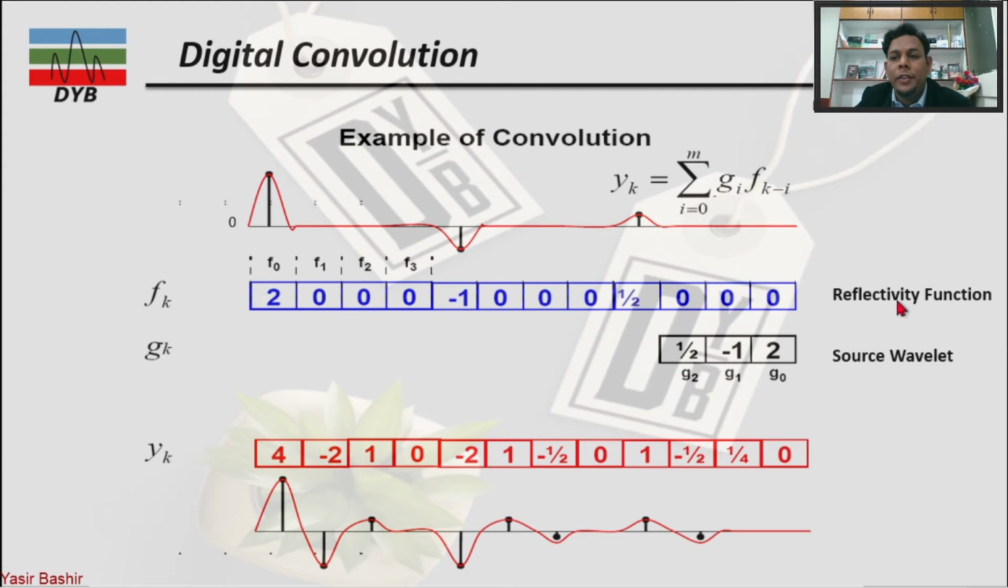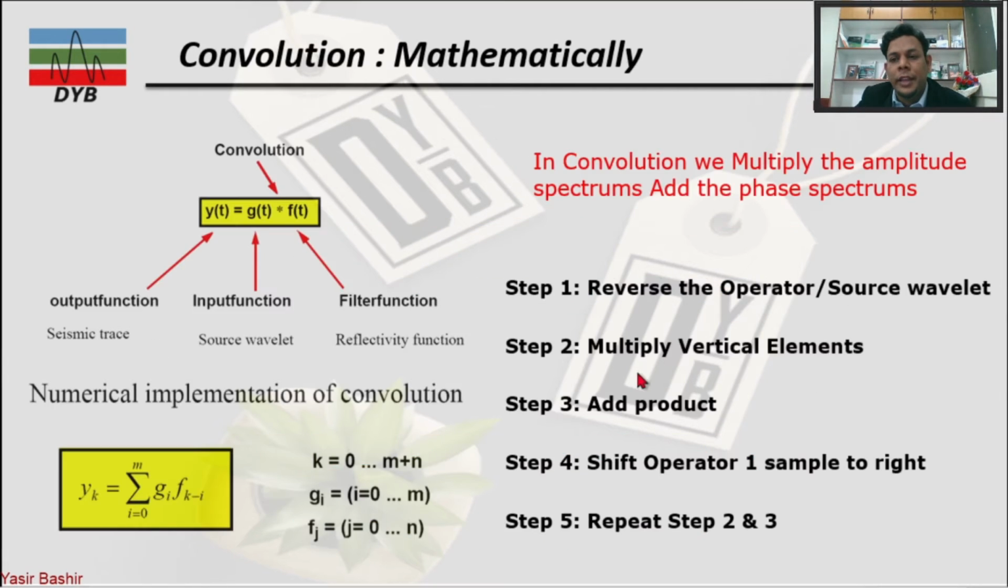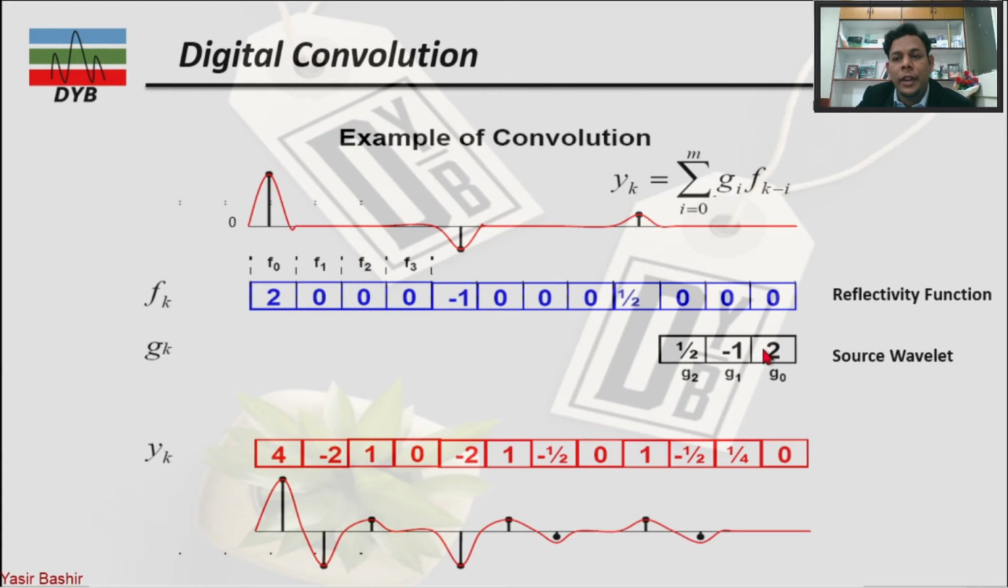So let's say you have the reflectivity function, this one, and you have the source wavelet over this one, half, -1, 2. This is actually already reversed. So we have already reversed the operator. If we see the reflectivity function, it is this one. So we have the +2 sign. Let's say this is your 2, so this goes here. If you have this 0 here, then you have the -1, then half plus half, and then 0. So this is the wavelet.